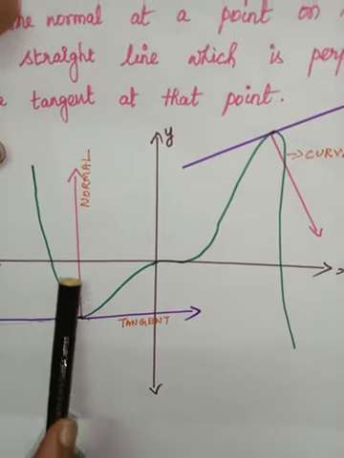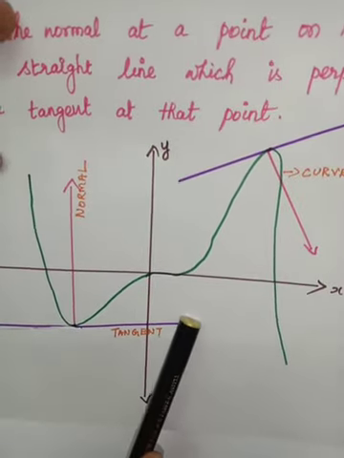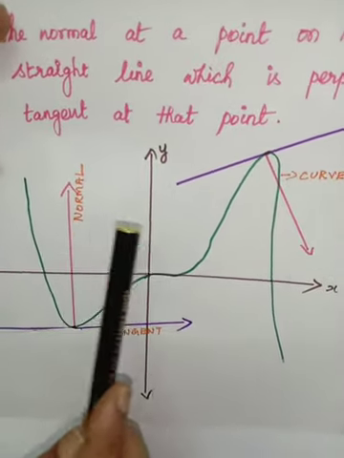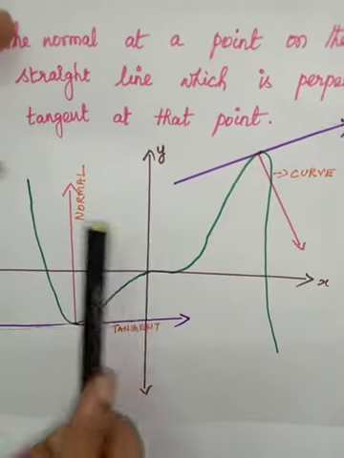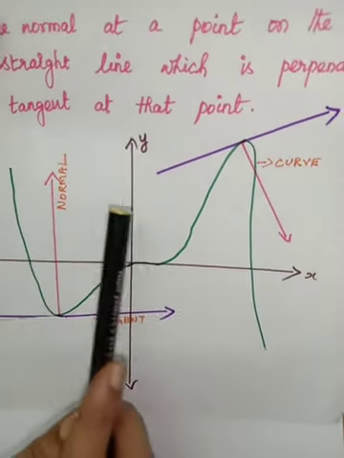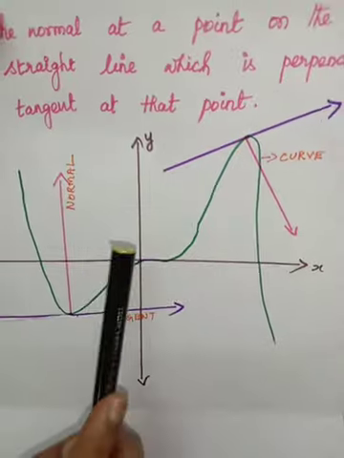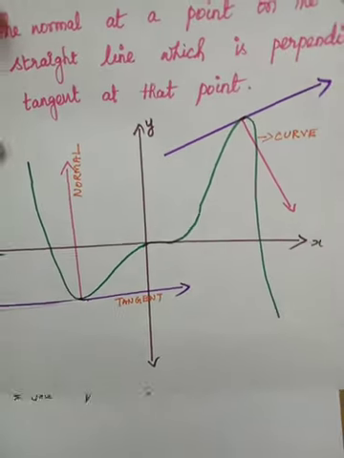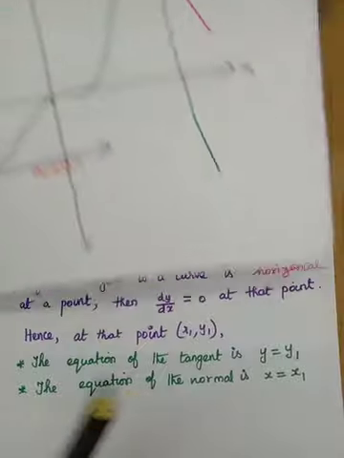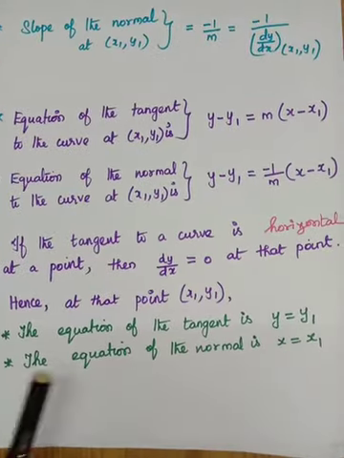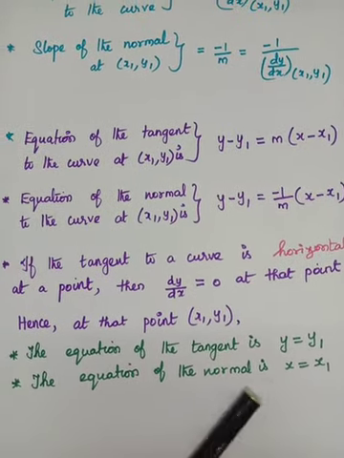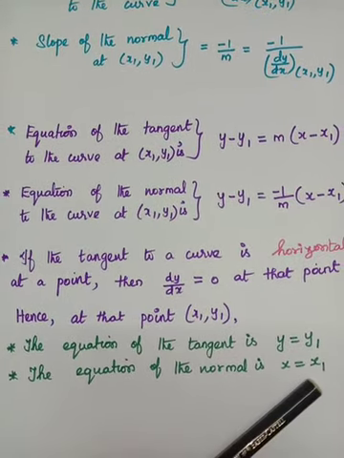Now how is the normal? The normal is perpendicular to the tangent, so therefore it is parallel to y-axis. Any line which is parallel to y-axis has an equation x is equal to some constant. Here our constant is x1. So therefore the equation of the normal is x is equal to x1.